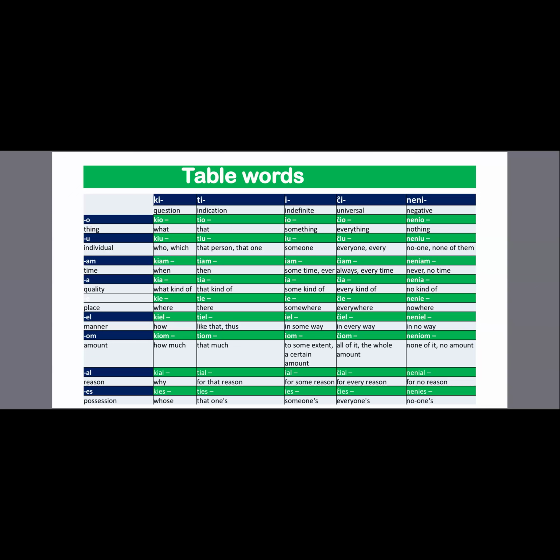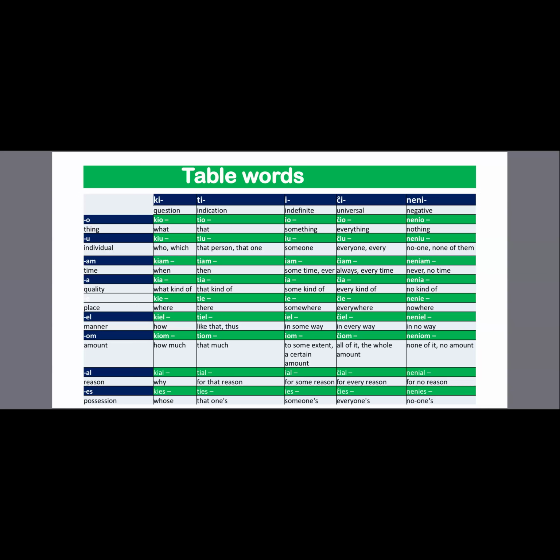So it's also better to know, if you want to ask about things, which word are you going to use? If you want to ask about an individual, which word are you going to use? If you want to ask about time, quality, or a place? So I try to go slowly until we finish all the table, and then we'll jump to another topic. So allow me to start by telling you about things. If we want to ask about things, which word are we using?